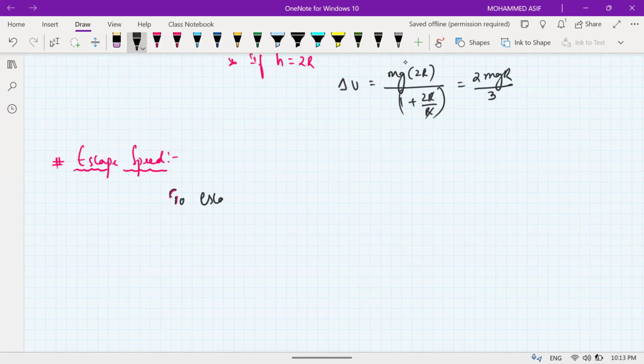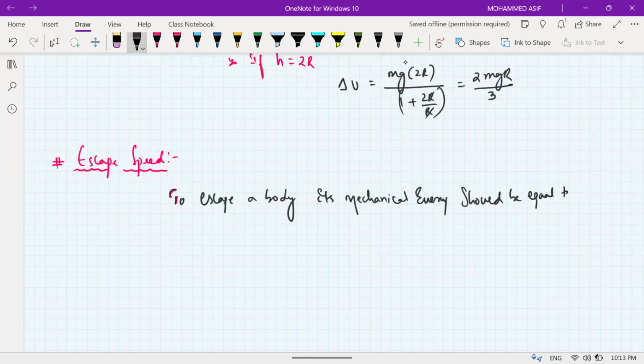To escape a body, its mechanical energy should be equal to 0 or greater than 0. This must be the condition. So what is an escape velocity? The minimum velocity required to escape the body from the gravitational field is called the escape velocity.